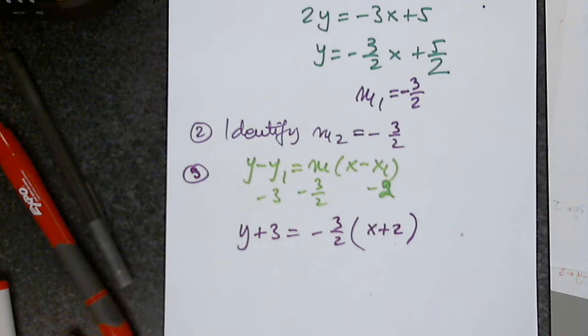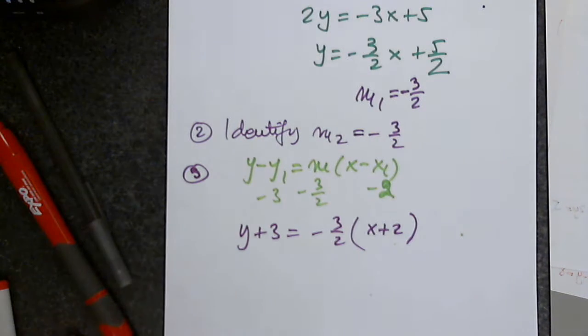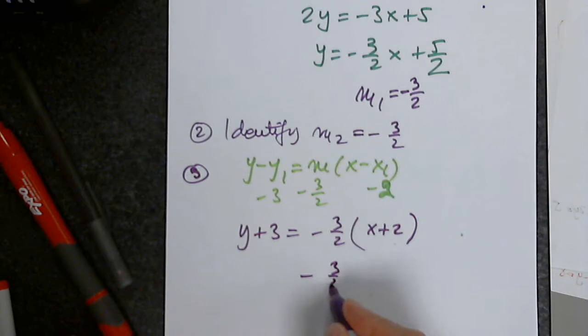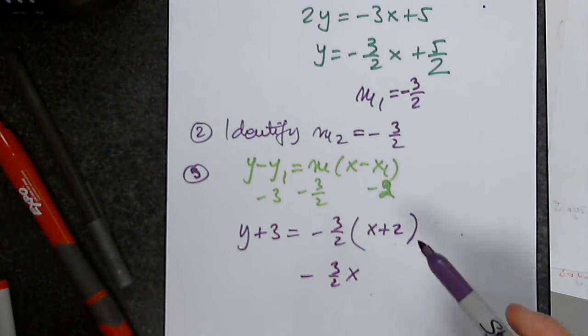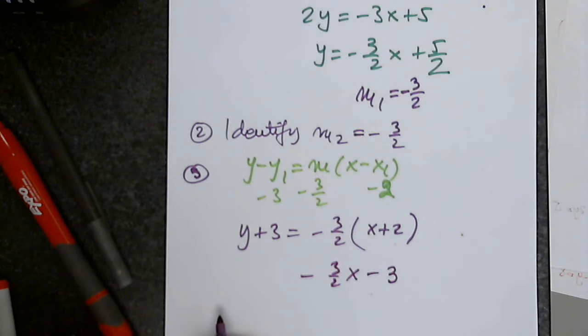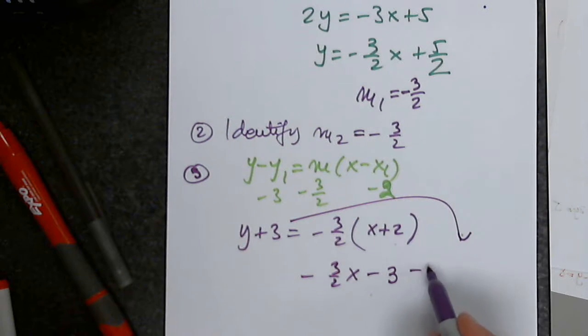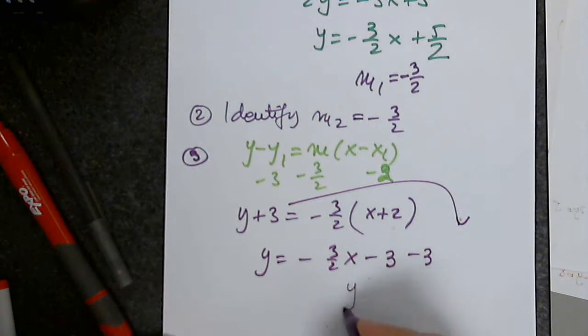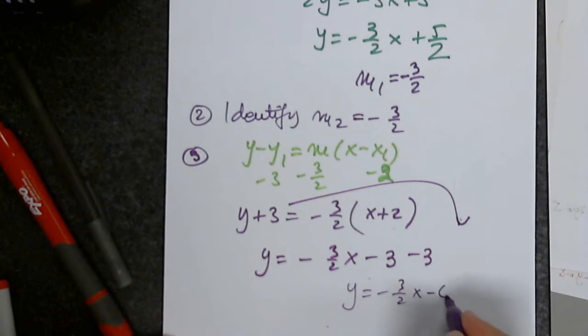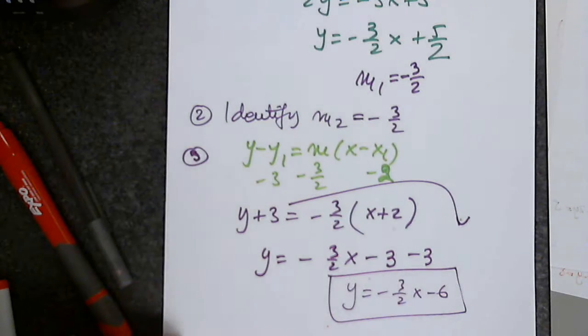Now I will have to distribute negative 3 halves. So I have negative 3 halves x. Negative 3 over 2 times 2 over 1 will be negative 3. And I have to bring over another negative 3. So therefore the equation is y equals negative 3 halves x minus 6.